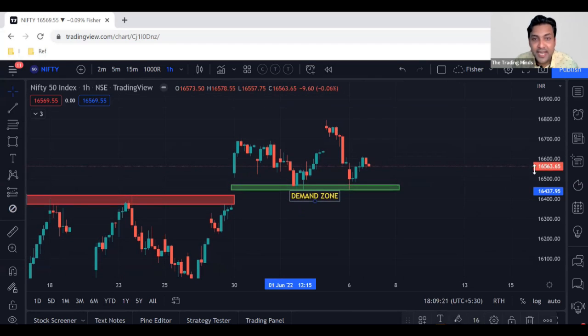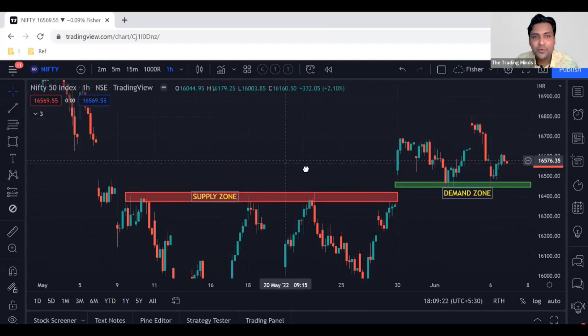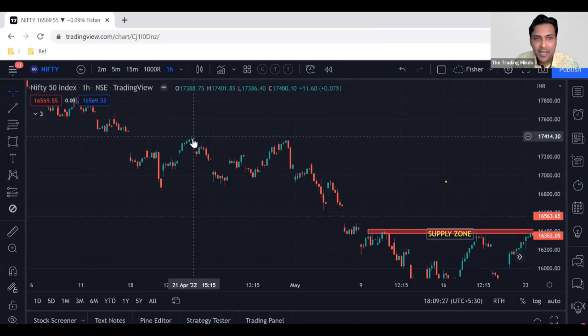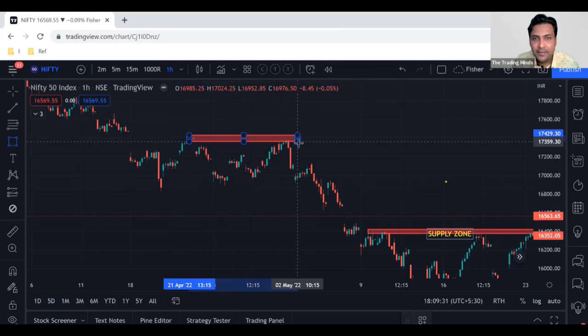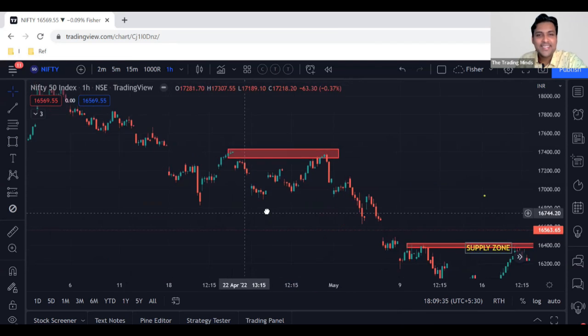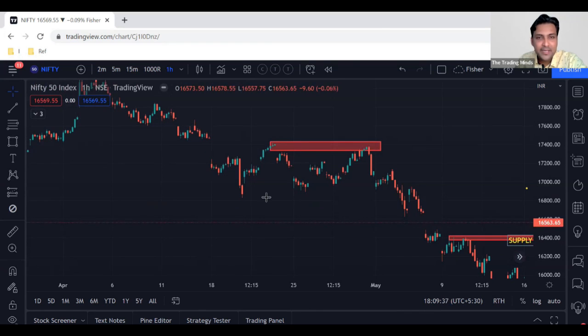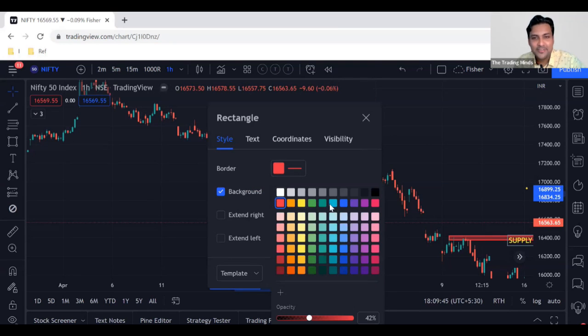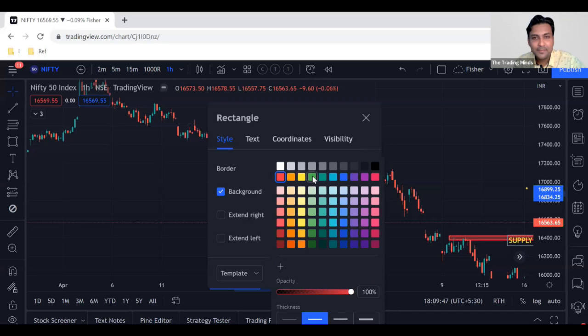So I hope you're understanding how I marked the demand and supply zones. If I go back previously, you can draw again. See, the market has fallen from these areas, so this is my supply zone. Again, the market reversed from this area. What kind of area is this? Demand zone. Yes, correct. So I mark it in green color.